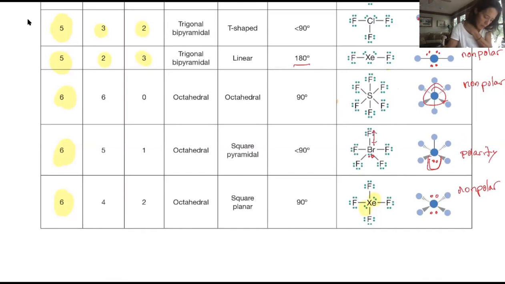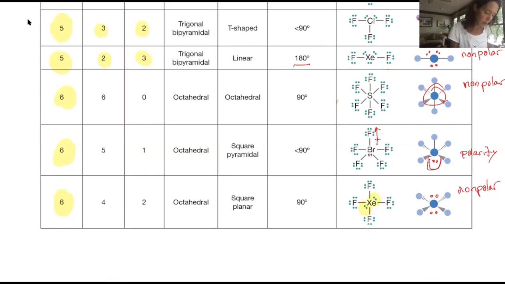I want you to think about it like that. There's nothing here to cancel this dipole. Lone pairs do not cancel dipoles. It drove me crazy for years. I finally just figured it out. Okay, lone pairs don't cancel dipoles. Just accept it, move on.